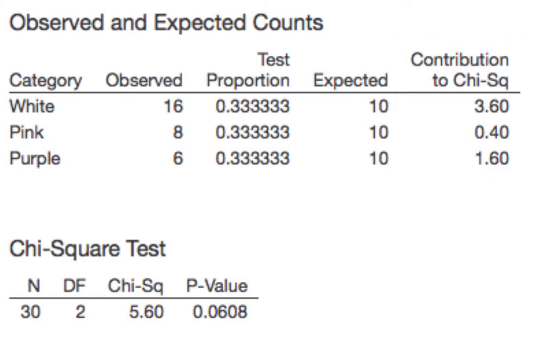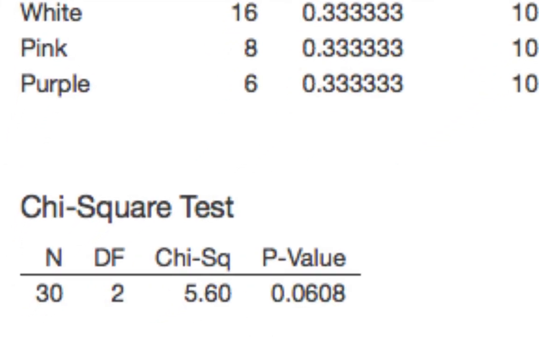Then Minitab Express will give us our chi-square test table. It tells us that we had a sample size of 30. Degrees of freedom are equal to the number of categories minus 1, so 3 minus 1 gives us 2 degrees of freedom. Our chi-square test statistic, 5.60, and our p-value. We can use this information now to walk through the 5-step hypothesis testing procedure.